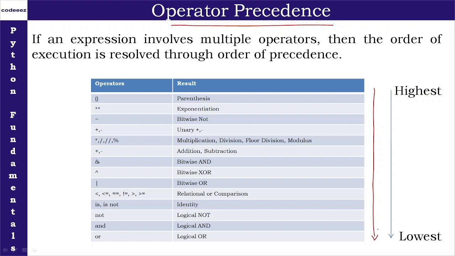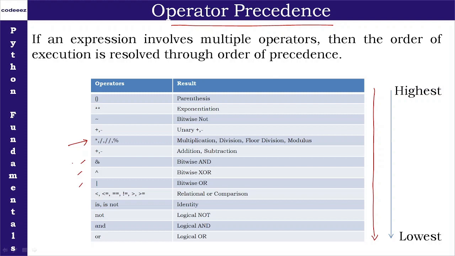This will be the order of execution of those operators, such as, see here, multiplication, division, floor division, modulus, all these operators are having the same level of precedence, right? Here, bitwise and, or, not, all these are having different precedence. Here the bitwise and is higher and bitwise or is having lower precedence, right? So this is the operator precedence.